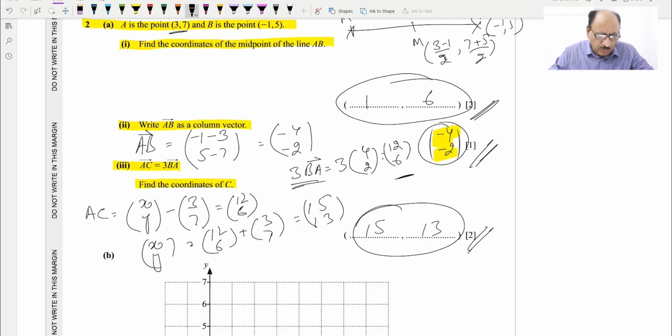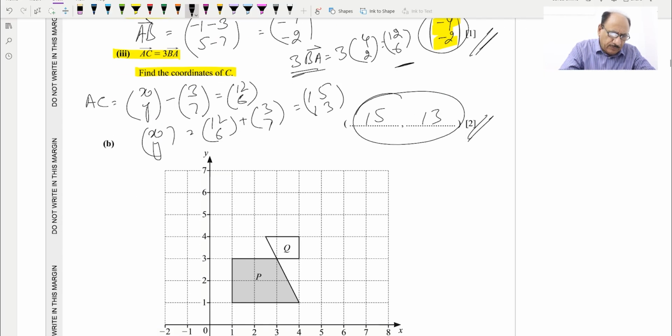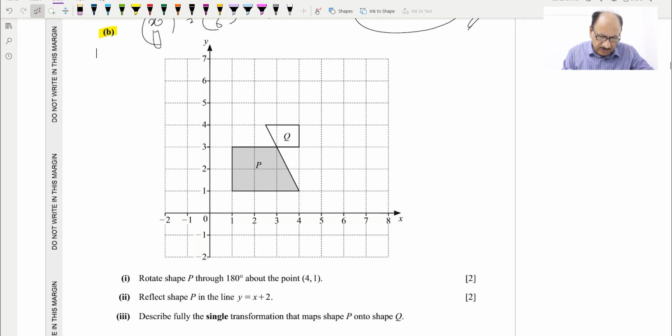Hopefully you understand this. Now for B part, it's a transformation question. Grid is provided, diagram is also given. Part I, rotate shape P 180 degree about the point 4 and 1. So 4 and 1 we will be identifying. 4 and 1 is this point. So the shape which we need to rotate through 180 degree is P.